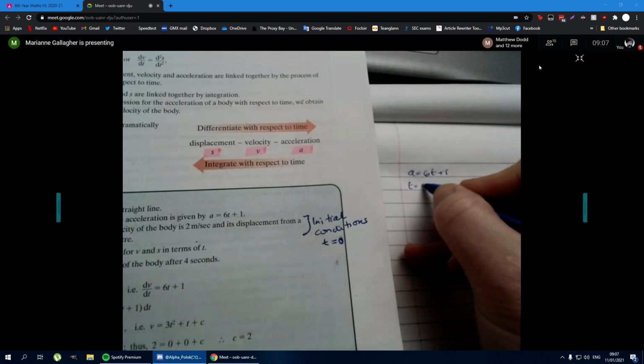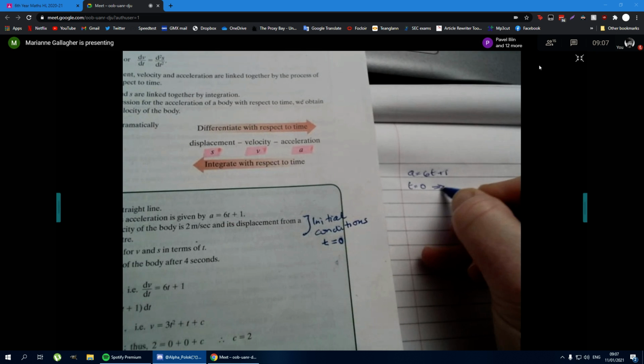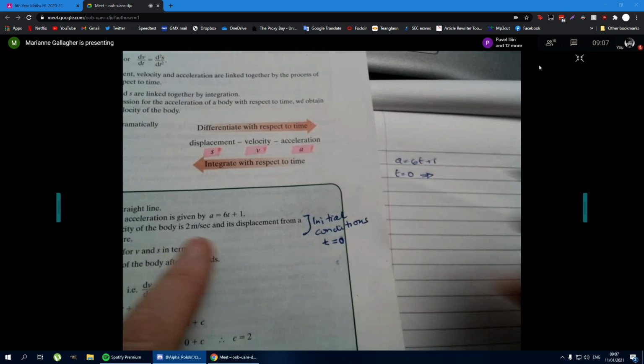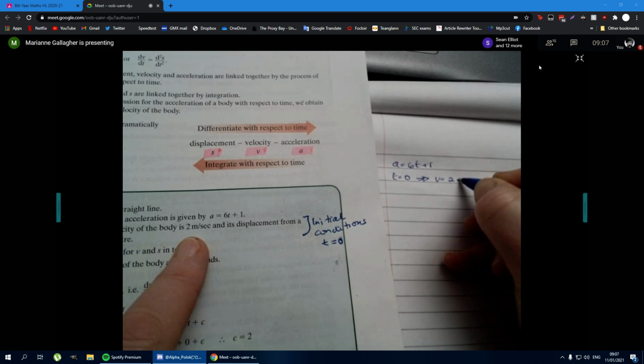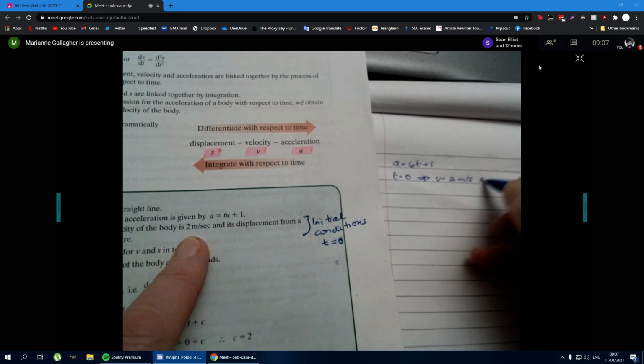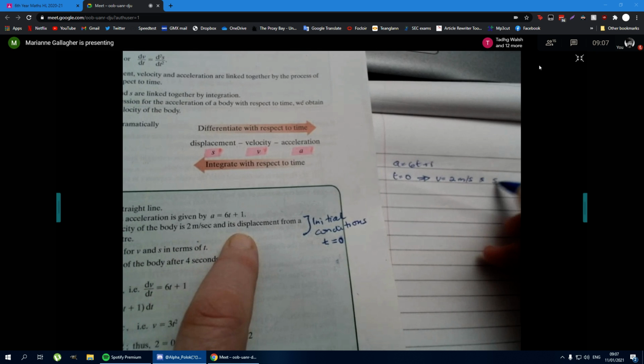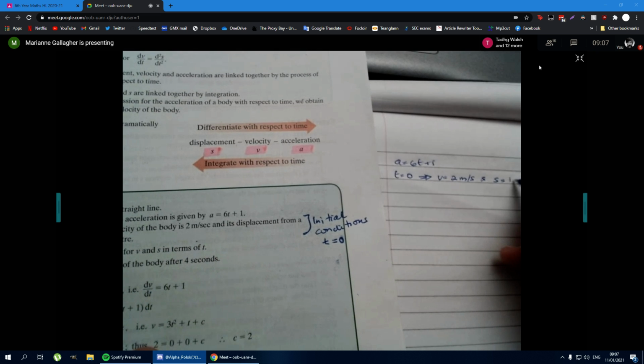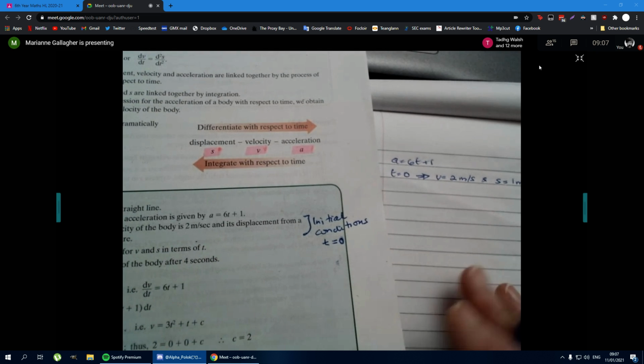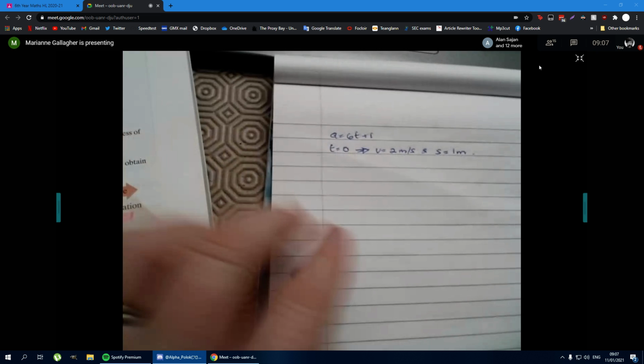So I'd write down t is equal to 0, and that means, use a little arrow, v is equal to 2 meters per second, and displacement, remember, is s is equal to 1 meter. Okay, and then they say find v and s. So I've written down the information I have.